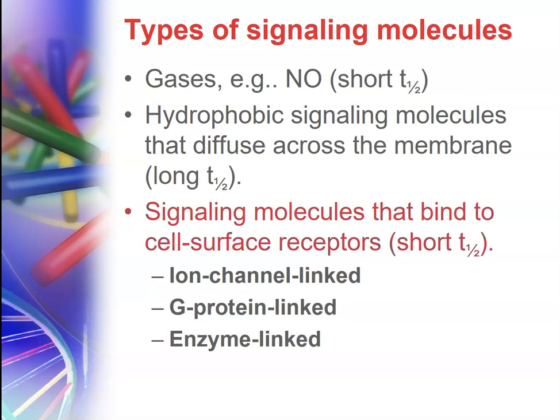How about signaling molecules that bind to cell surface receptors? We want to spend a lot more time talking about that, so we'll just introduce it now. There are three different kinds: ion channel linked, G protein linked, and enzyme linked. Those are the three big categories of signaling molecules that bind to cell surface receptors. And these have short half-lives, unlike the steroids that have the long half-lives.